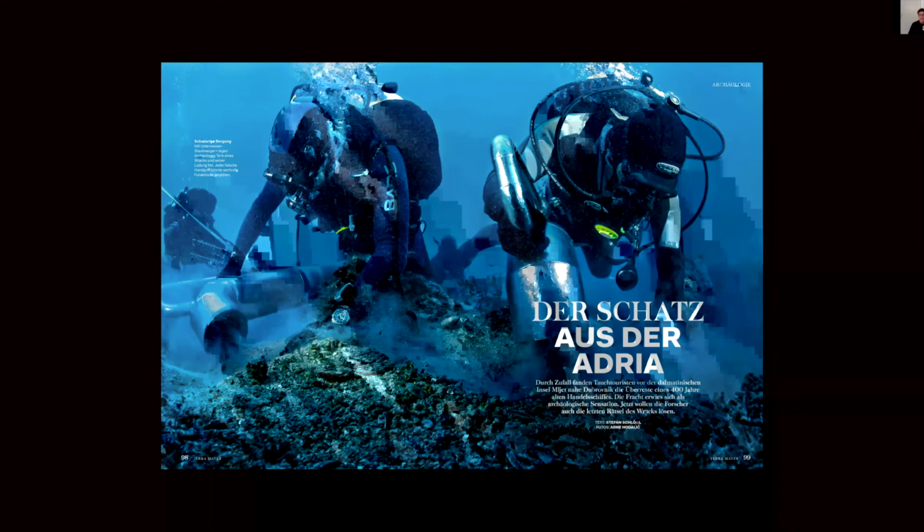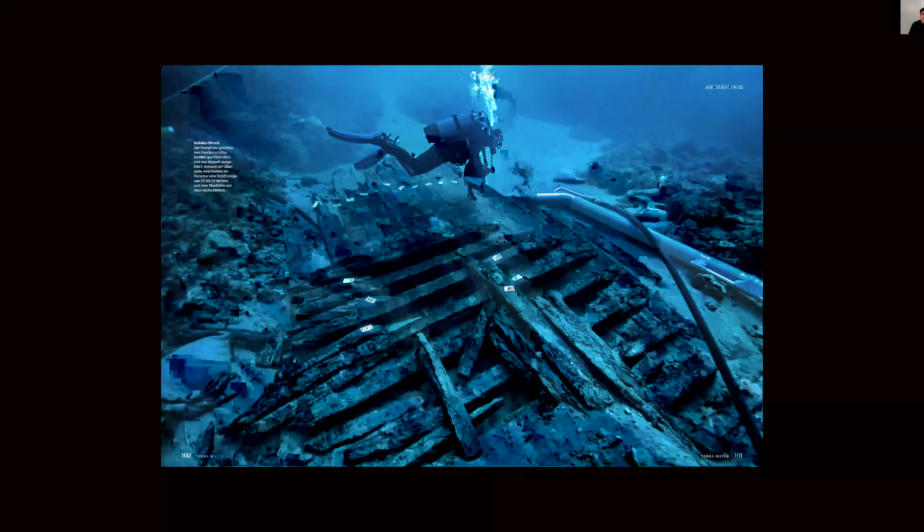So you see the opener, the gutter is going straight between the divers. You don't lose anything if you put it like this, and it's an opening photo. This one, not that good. I wouldn't put it like this, but they did.